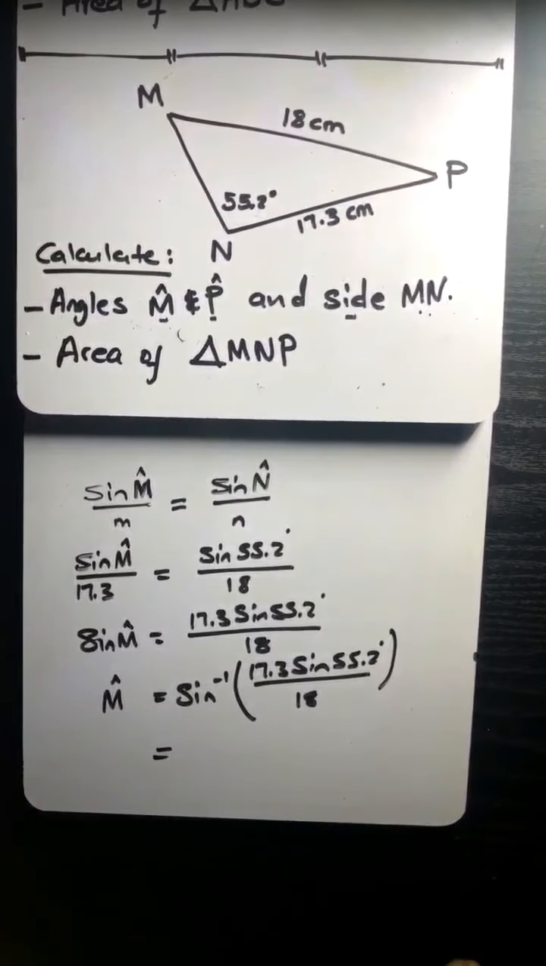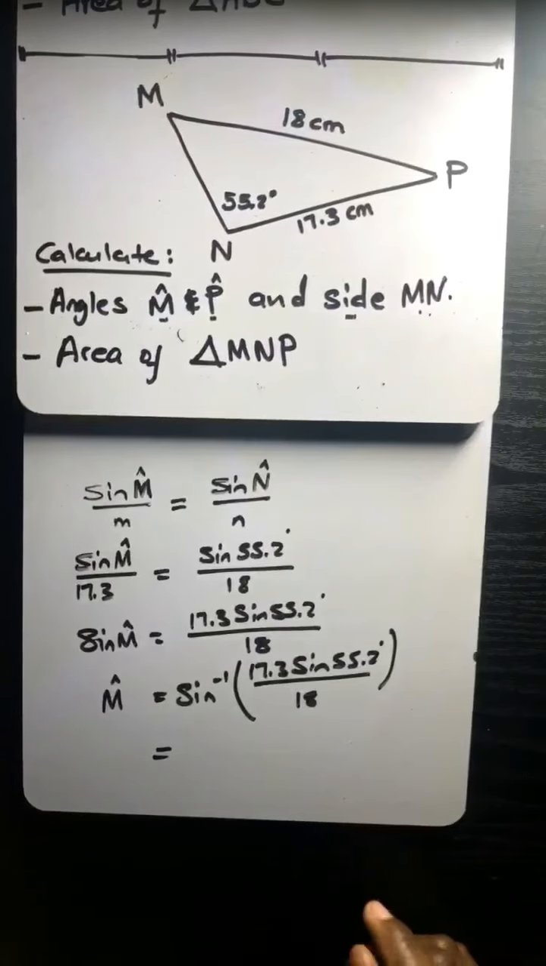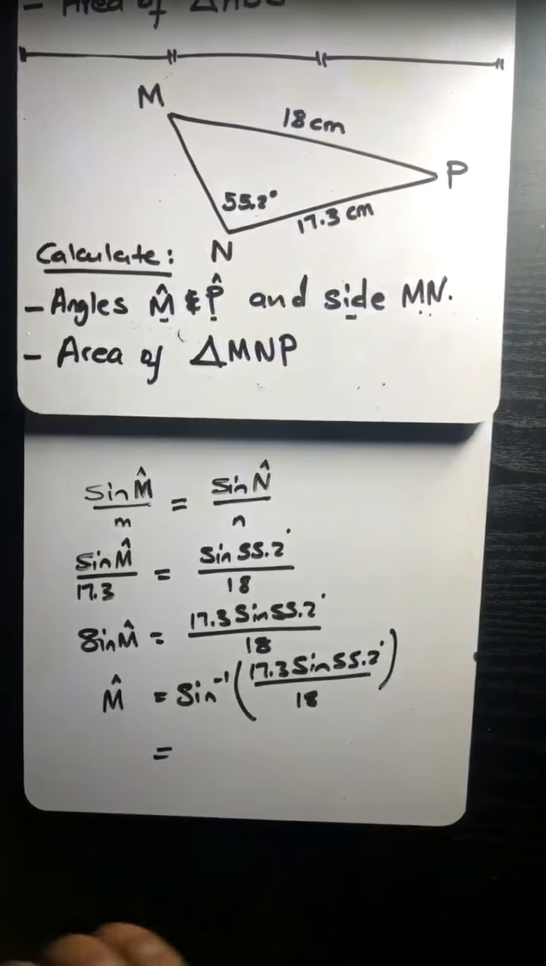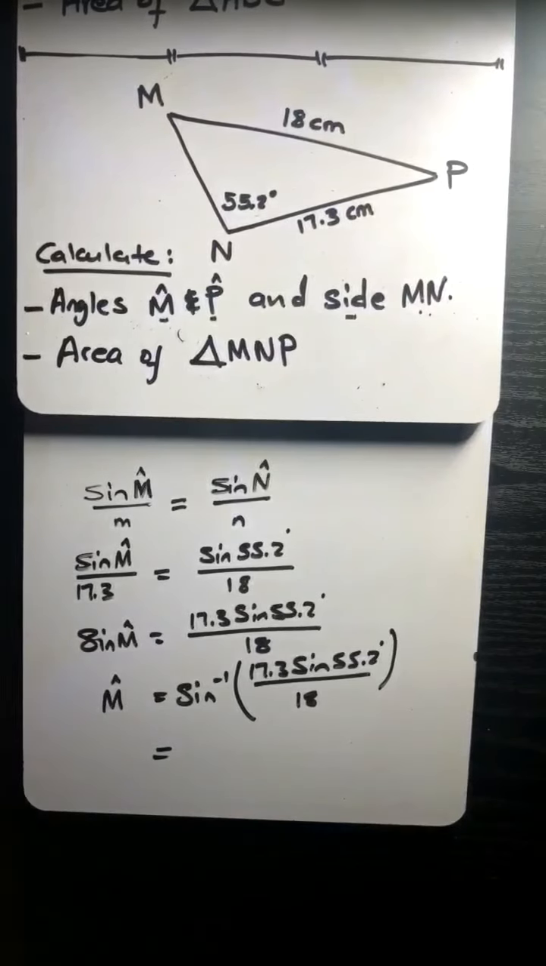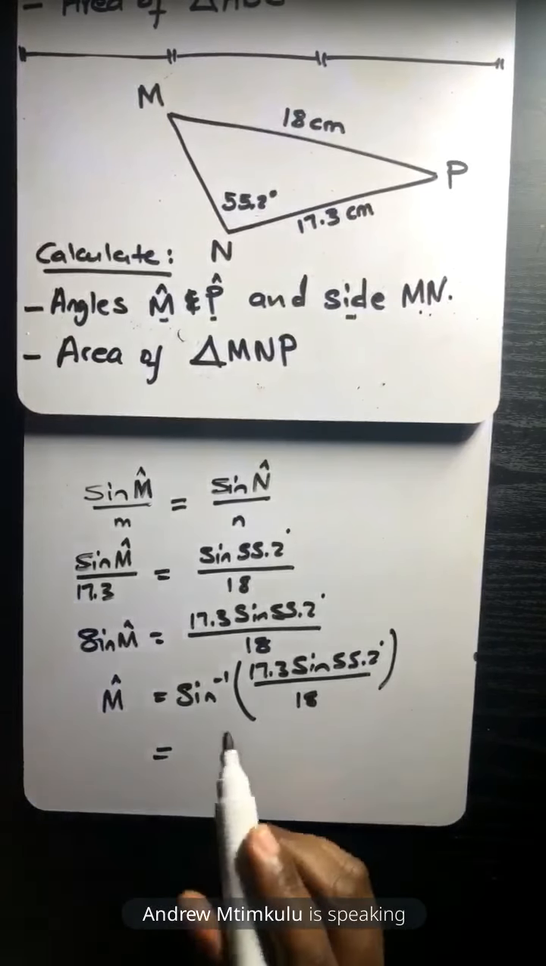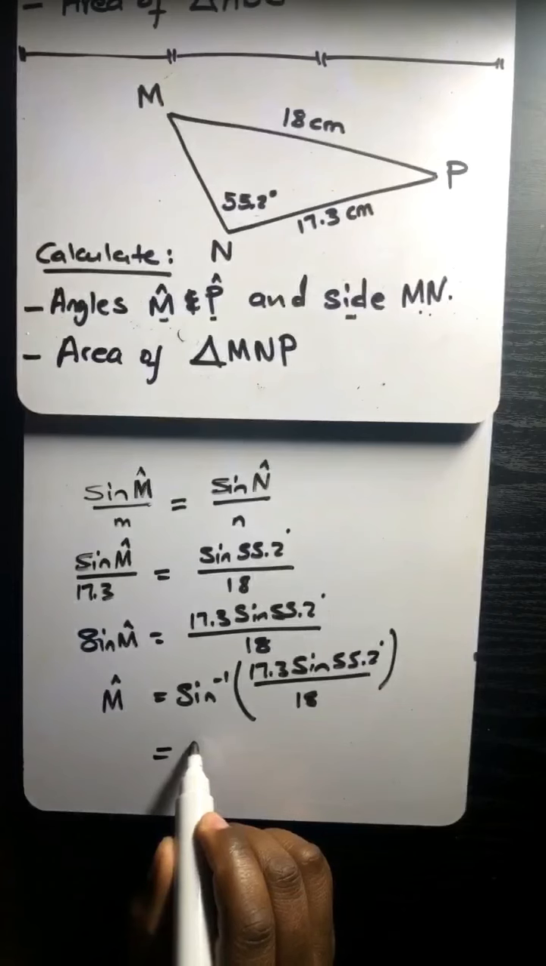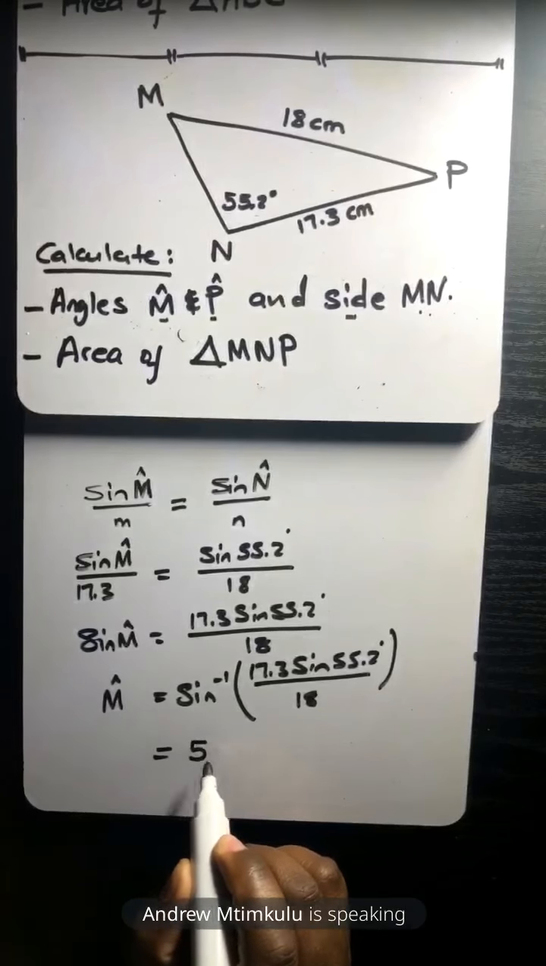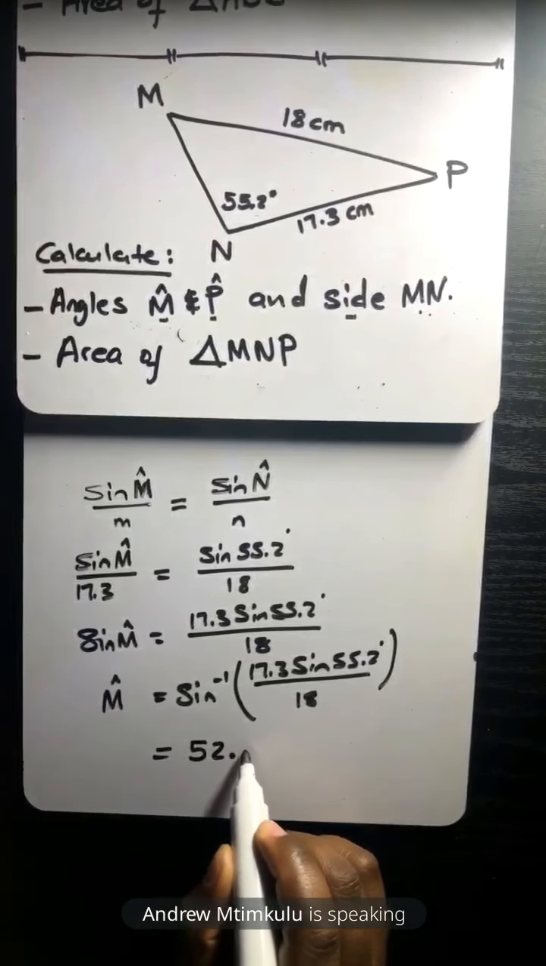Are you still calculating, guys? 52.11 degrees, sir. 52? Yes, sir. Comma 11. Yeah, degrees, yes sir.